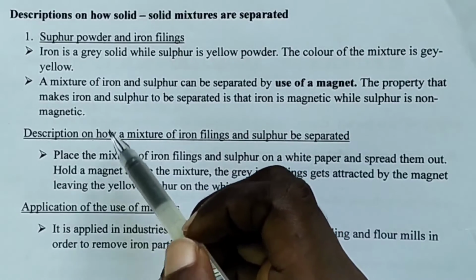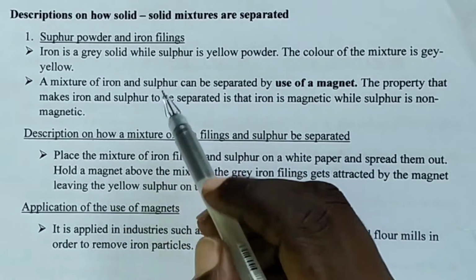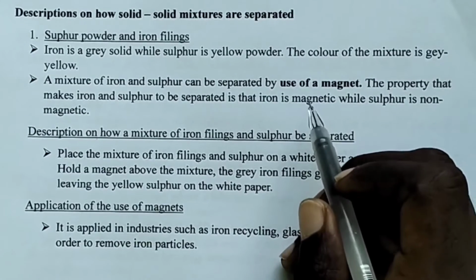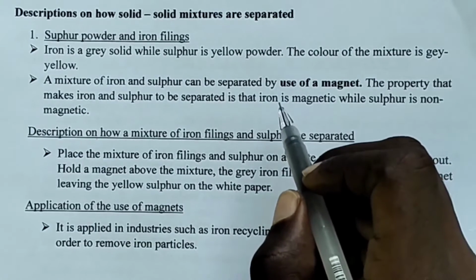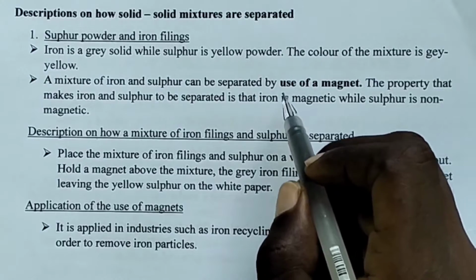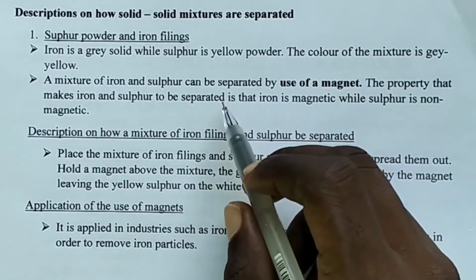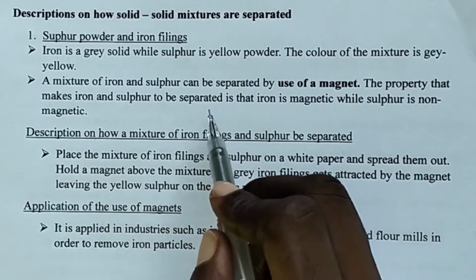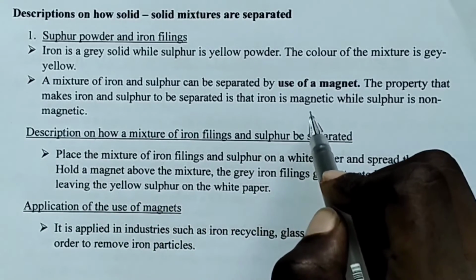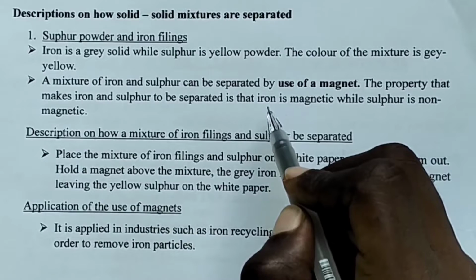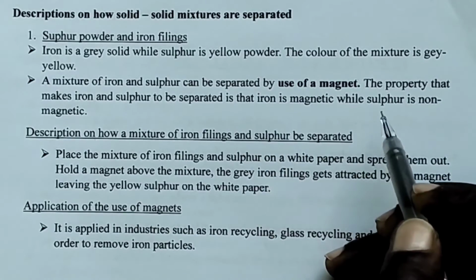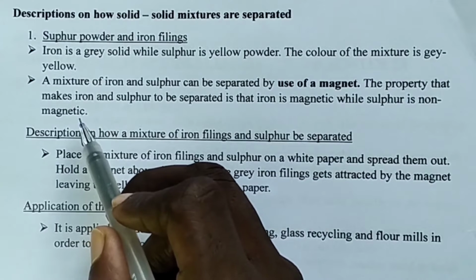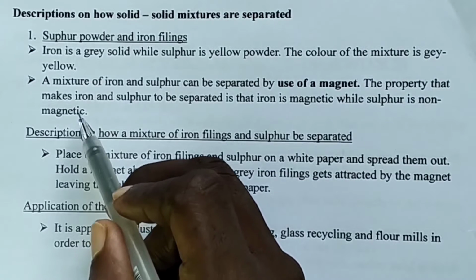Next, a mixture of iron and sulfur can be separated by use of a magnet. So which property makes iron filings and sulfur able to be separated? We are told the property that makes iron and sulfur separable is that iron is magnetic. That means iron gets attracted to the magnet, while sulfur is non-magnetic. That means sulfur cannot get attracted to the magnet.